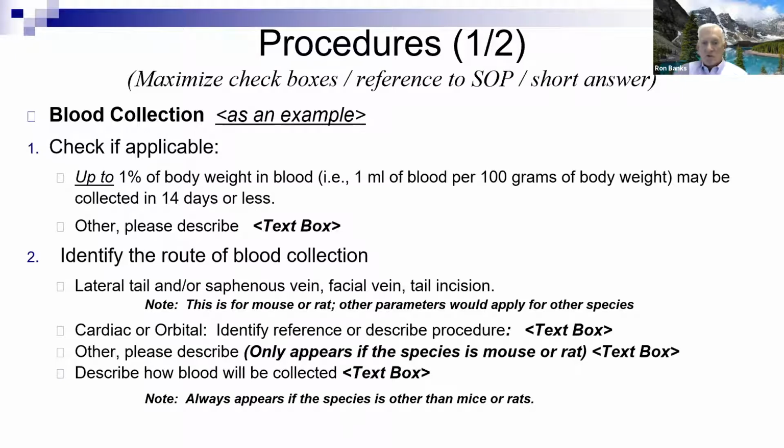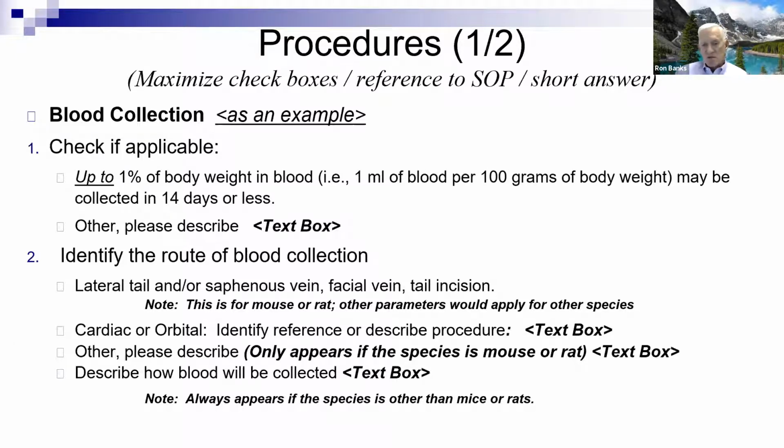If that's not what the researcher is going to choose, then they may very well need to describe what they do need for blood collection. And you'll see the box there for a text box, which on the protocol format would be an expandable text box where they could add additional narrative in that location. Secondly, identify the route of blood collection. And there may be certain things that are quite common at the institution, say the lateral tail vein, saphenous vein, facial vein, or even a tail incision that could be pre-approved through an SOP or an IACUC policy format, and then used as a checkbox on the universal protocol template.